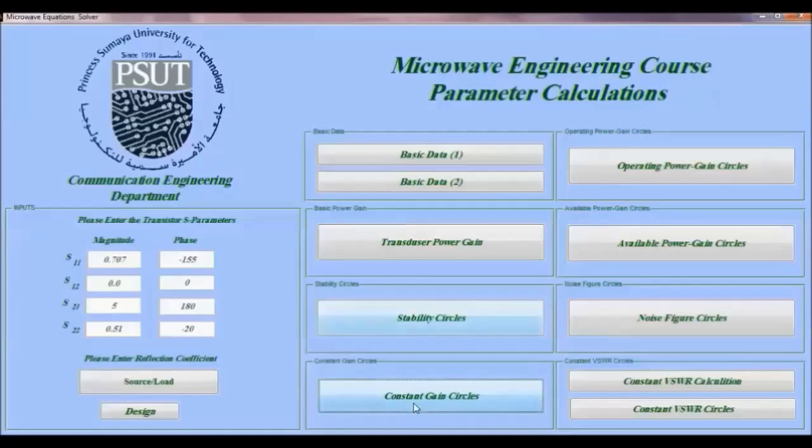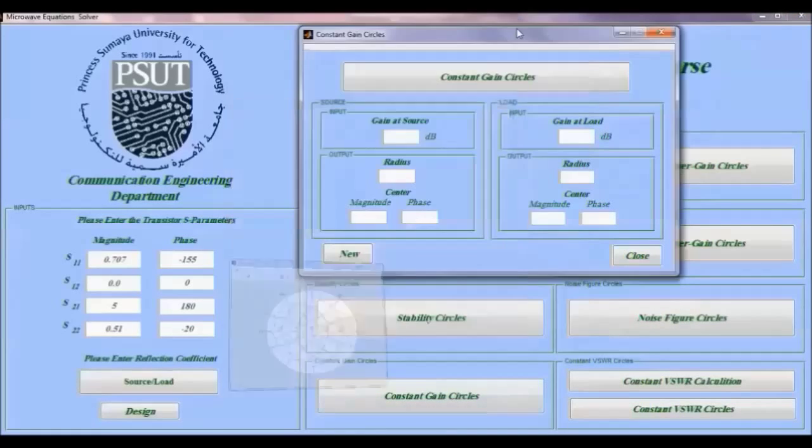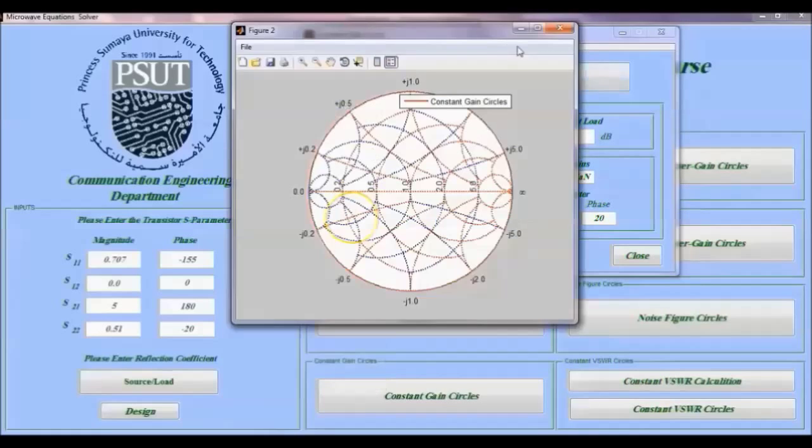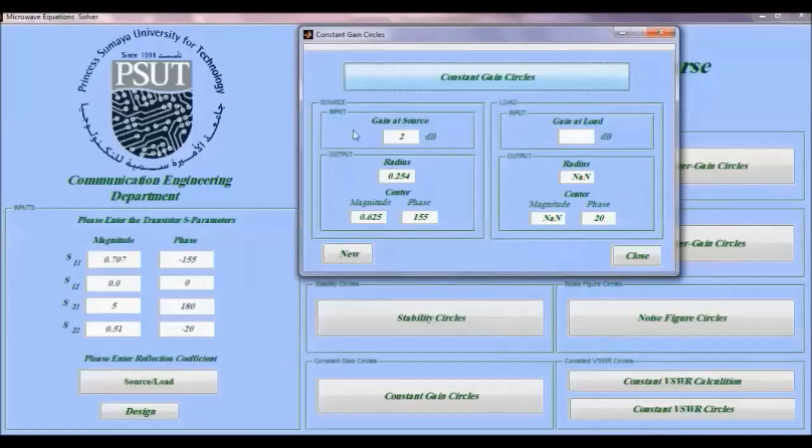Now we press the constant gain circles and we put the required values of dB given in the question, and they are 2, 1, 0 and minus 1. Then each dB point will give us a radius, magnitude and phase of constant gain circle. We will start with plotting the constant gain circles at the source.